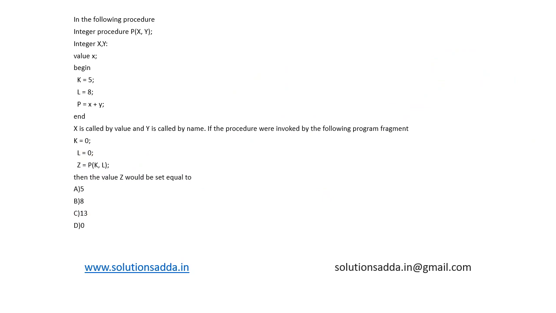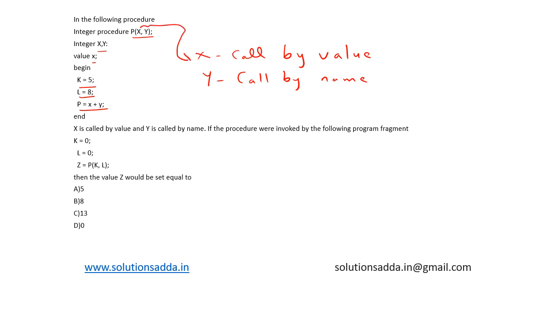This is a previous ISRO question. We are given a procedure, and the procedure is integer procedure P of x, y, and two integers are declared, k equal to 5, l equal to 8, and p equal to x plus y. x is called by value, and y is called by name. These two, it refers to these two.